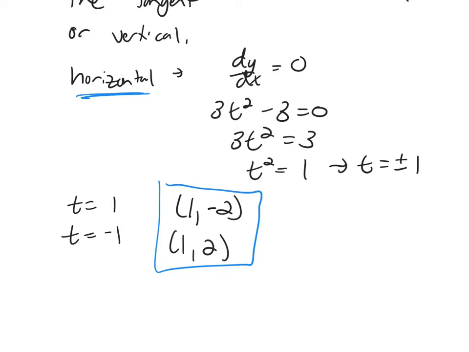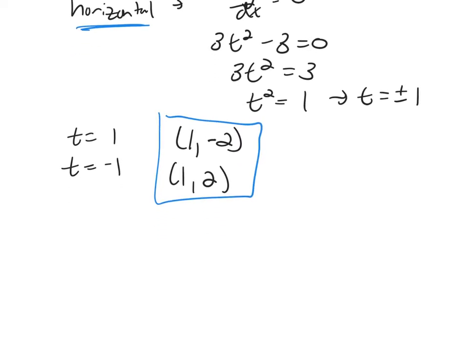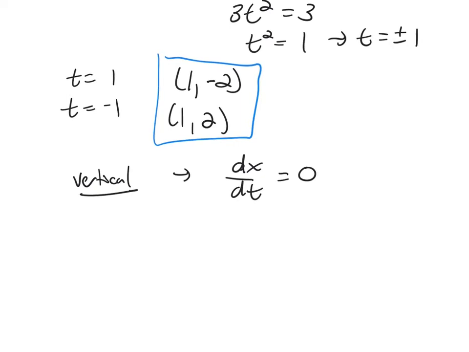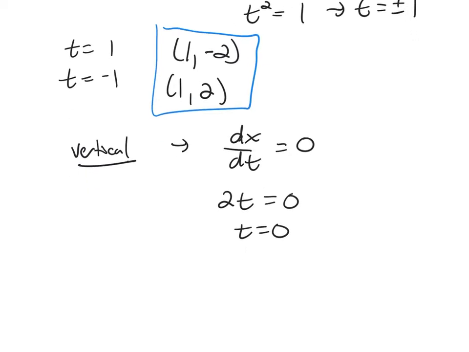Now let's find the places where the tangent line is vertical. So for vertical, you need to set the denominator equal to 0. So to find vertical, you need to set dx/dt equal to 0. Well, the denominator was 2t. So t equals 0. To get your points, you're going to plug t equals 0 into your parametric equations, and you get the point (0, 0). So that's the point where the tangent line is vertical.